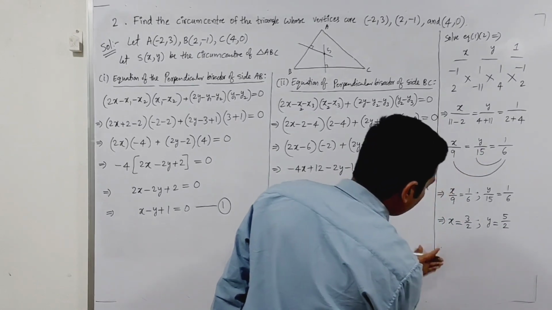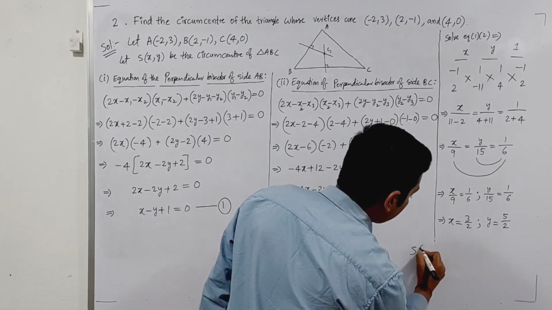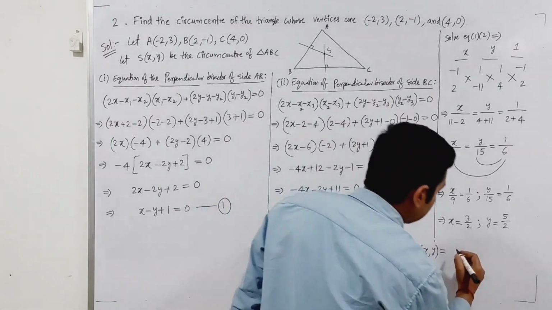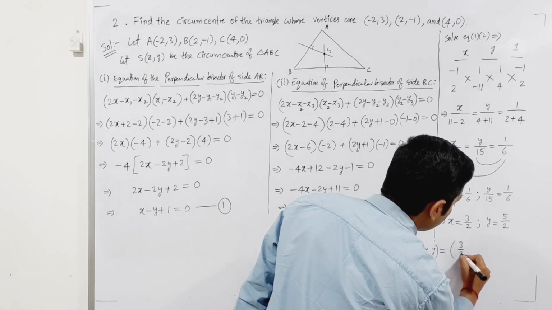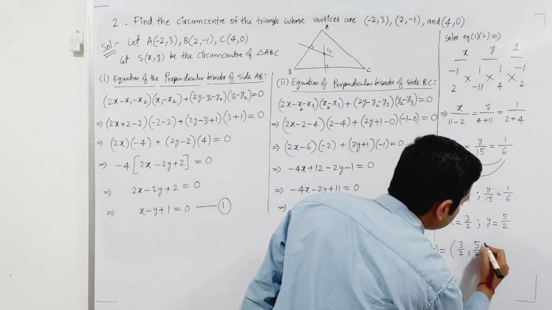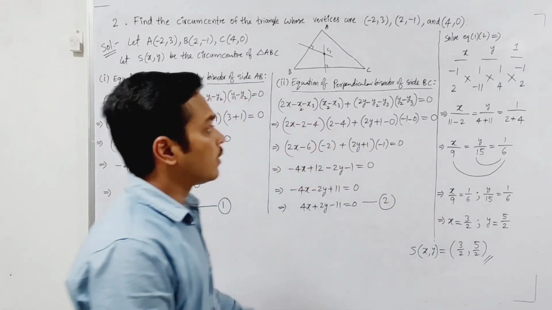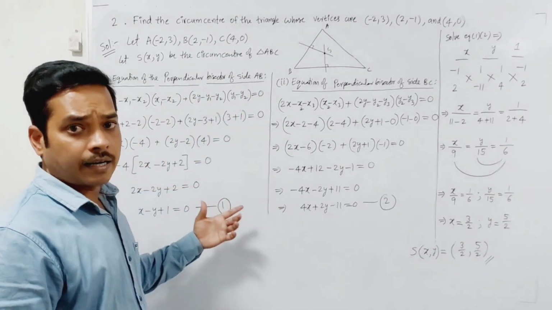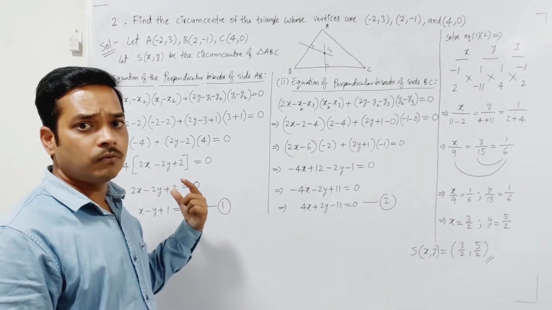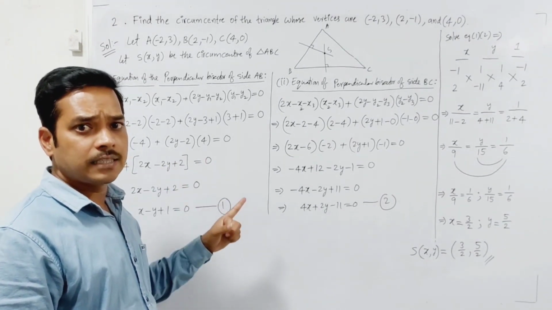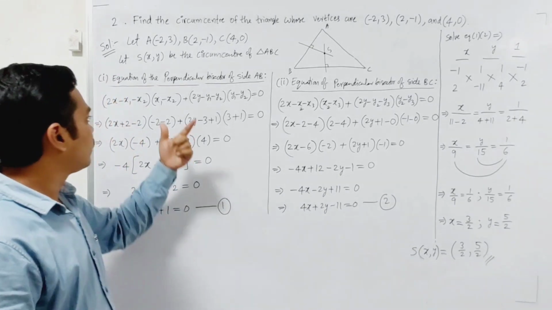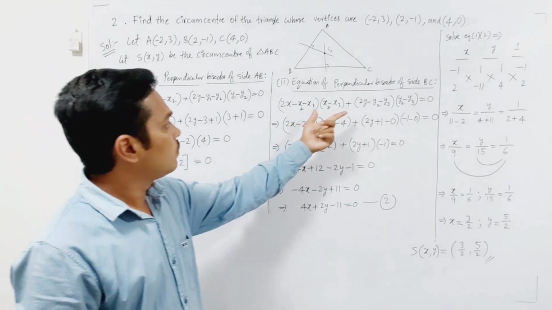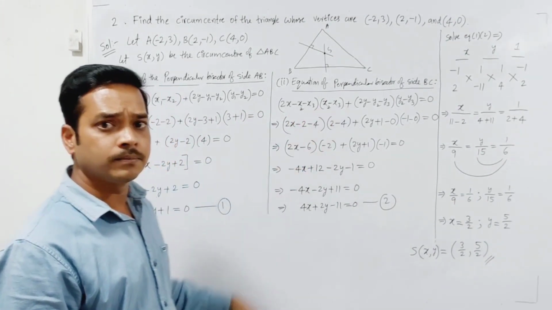So therefore x comma y is nothing but the circumcenter of the triangle ABC. So 3 by 2 comma 5 by 2 is the circumcenter of the given three vertices of a triangle. This is the second method. In the previous problem we applied the first method, that is SA is equal to SB is equal to SC. Here we applied one formula. This is for the first equation, this is for the second equation.